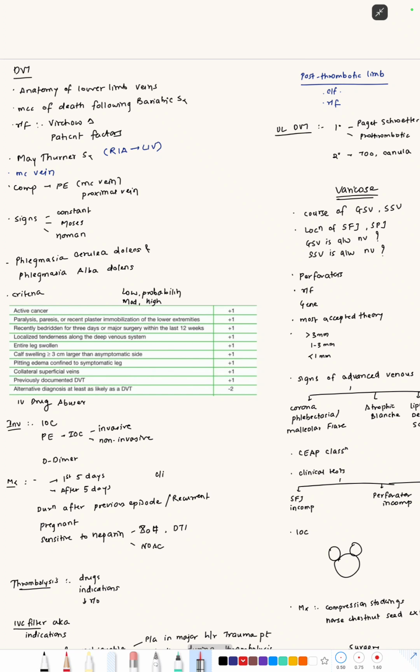The signs of DVT include the constant sign. Constant sign means there is a swelling. Generally the swelling is found to be pitting in nature and it is generally found below the tibial tuberosity. Moses sign is when we squeeze the calf muscles, the patient will have pain.